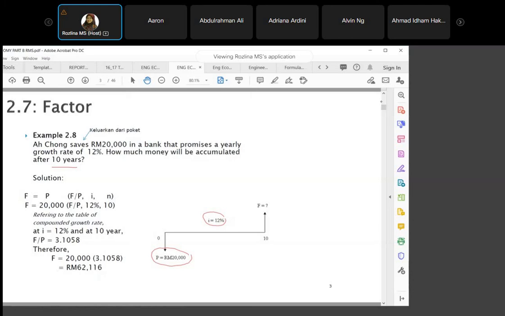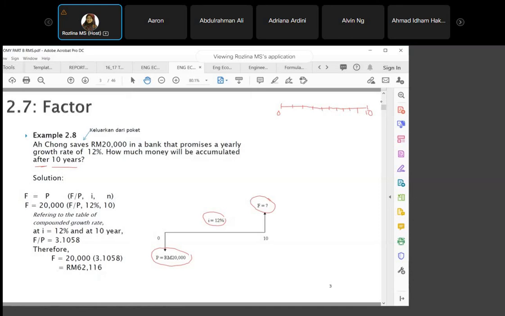If accumulated yearly, that one is A. But accumulated means collected. If yearly is A. But accumulated after 10 years, that means F. So now you know how to draw the time scale. Start with 0 until 10 years. You put 1, 2, 3 and so on. It does not involve A.